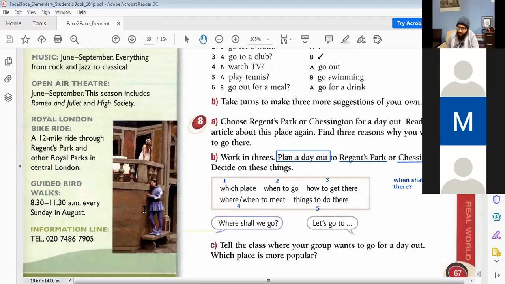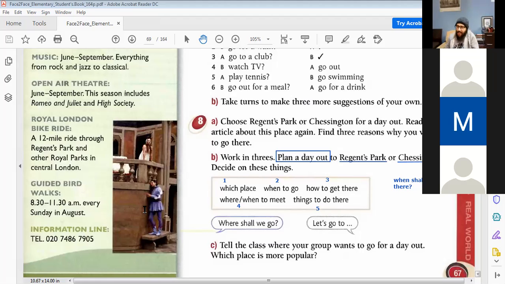If you want, Basma, you can ask her about the rides. About the rides in Chessington, if she's interested. Do you interested in rides? Vampire rides? Yes. Okay.